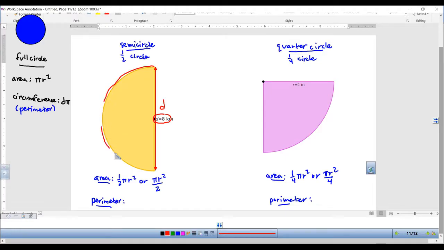All right, it just occurred to me this kind of looks like the side look of a taco, doesn't it? Can you see it, taco? All right.